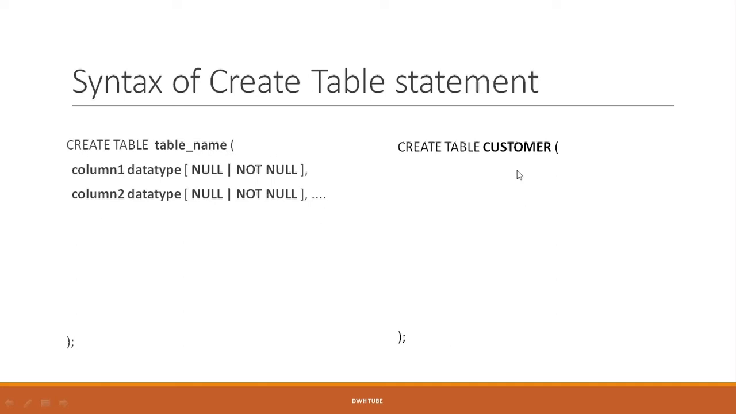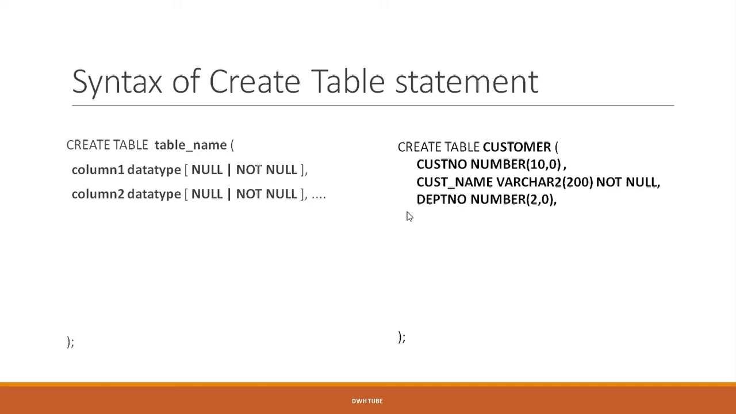Now when you are creating a table, you need to provide the column information as well. In our example, this particular customer table has 3 columns. First is customer number, and it has data type number. So with column names, you also need to provide the data type of every column. Customer name has varchar data type, department number has number data type, and there is one more rule for every column in Oracle.